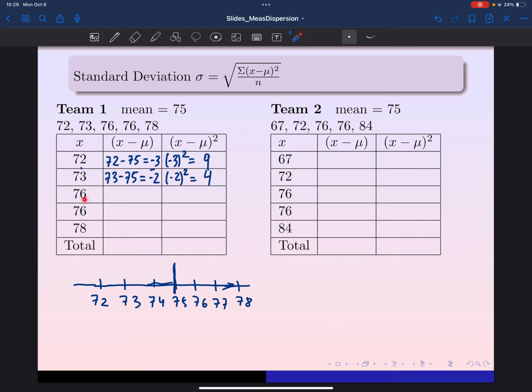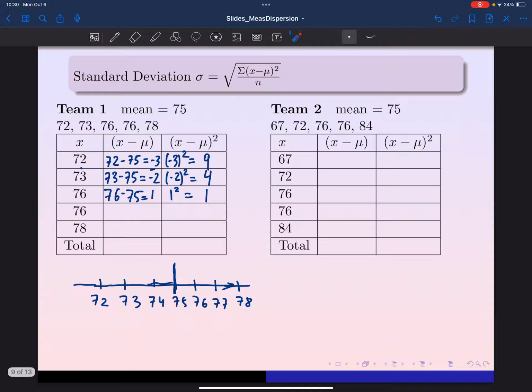So it's going to be 76 minus the average, 76 minus 75, that gives me 1. This time 1 is positive, and we can see that the data 76 is 1 unit to the right. When it's positive, we are to the right, positive direction, and negative would be to the left. So 76 is 1 unit to the right from 75. Now we square 1, which is 1.